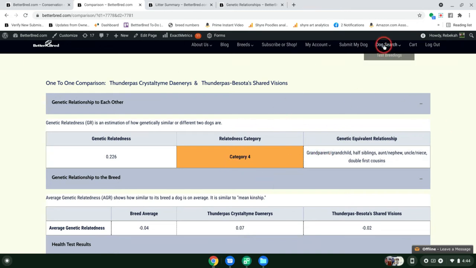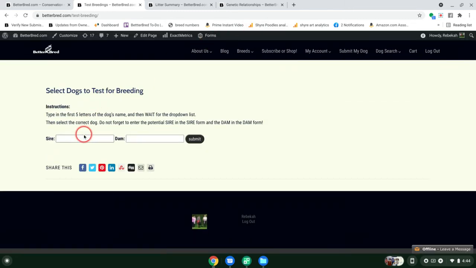So you can go up here to dog search and go to test breedings, and you can enter in the dog's names that you want to use there directly. I knew both were Thunderpaws, or Thunderpass, I'm not sure which. I'm sorry. So here, again, just put the kennel name, and I'll do the same here. Then it'll search the database. Okay, and then I can push submit. So this is another way you can do test breedings on our website.